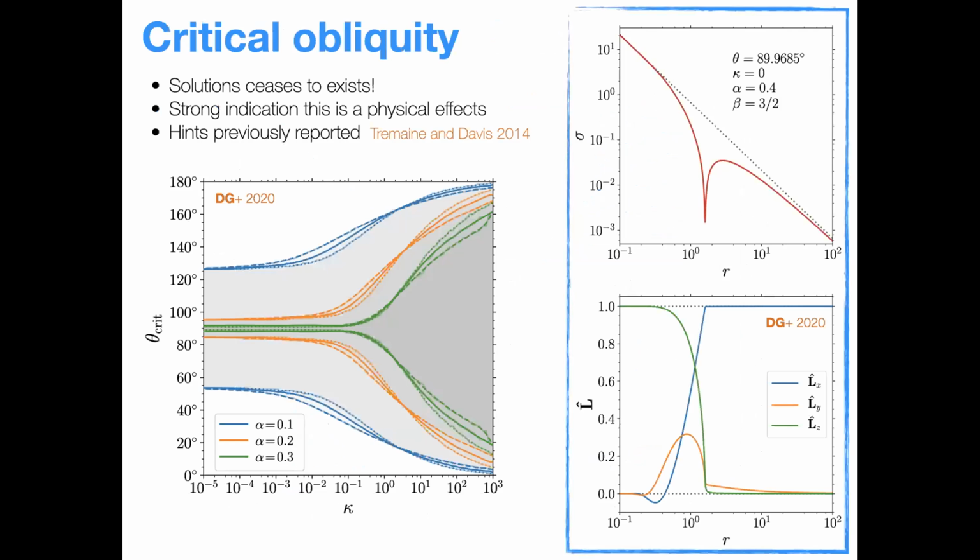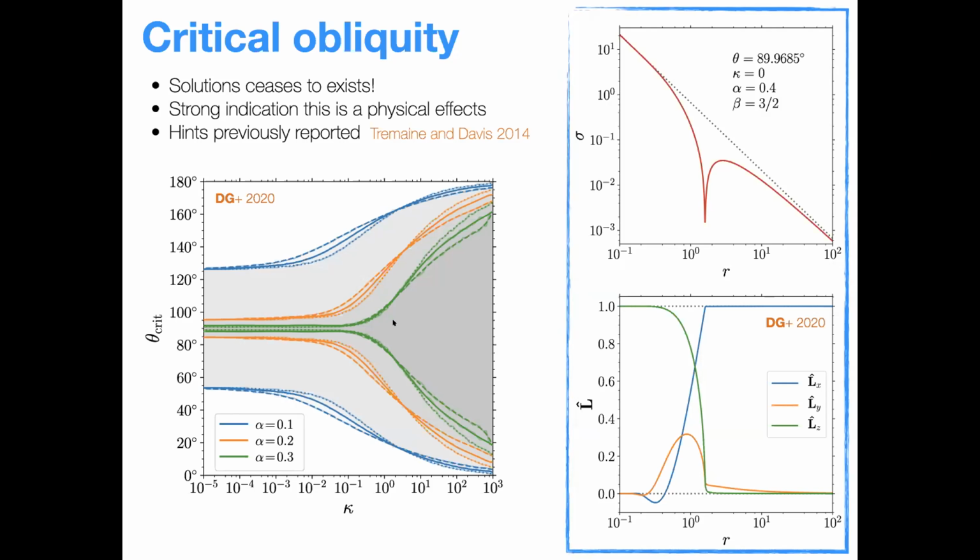Right, so the key finding of these studies was to identify the existence of what we call critical obliquity, which is regions in the parameter space where this combined viscosity and viscous equation system cannot be solved. And my 1D code just crashes. And we're pretty convinced this is a real physical effect. Hints of it were reported previously if you investigate the Tremaine and Davis paper. So in this plot here, I have it as a function of kappa. So remember, on the left here, the companion is less important, so this is basically a single black hole. To the right, the companion is more important, so this is more of a binary case.